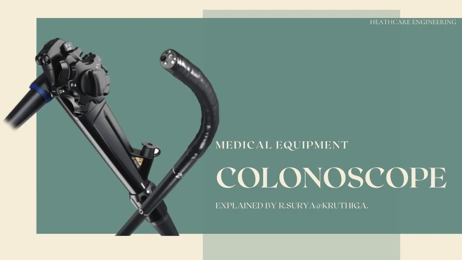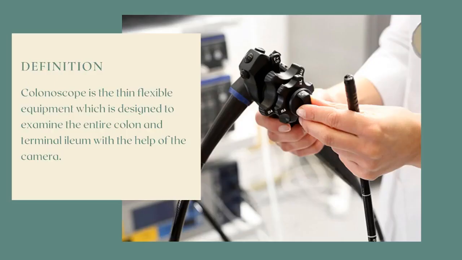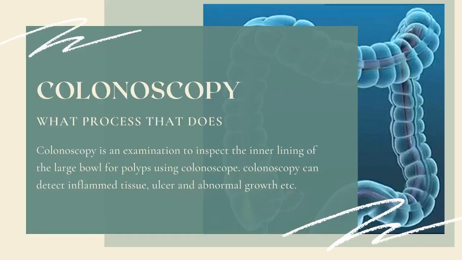Today, in this presentation, we are going to see a topic related to a biomedical device, which is nothing but the colonoscope. First of all, what is a colonoscope? A colonoscope is a thin flexible equipment designed to examine the entire colon and terminal ileum with the help of a camera. Colonoscopy is an examination to inspect the inner lining of the large bowel, that is the rectum and colon, for polyps. Polyps are nothing but lumps inside your colon that can turn into cancer.